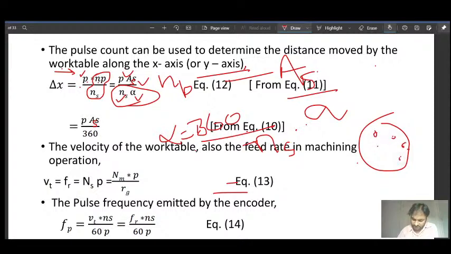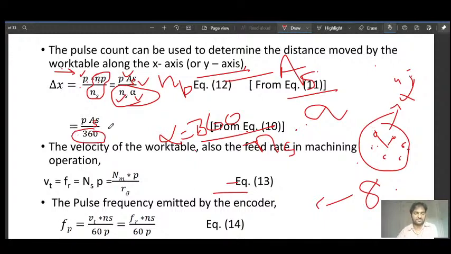In the optical encoder, these are the slots, and each slot has an angle alpha. Suppose for example there are 8 slots. For 8 slots alpha would be 45 degrees, and 45 degrees multiplied by 8 gives 360 degrees. That is what is written as 360 degrees. It should be in degrees. So P into AS by 360 degrees.